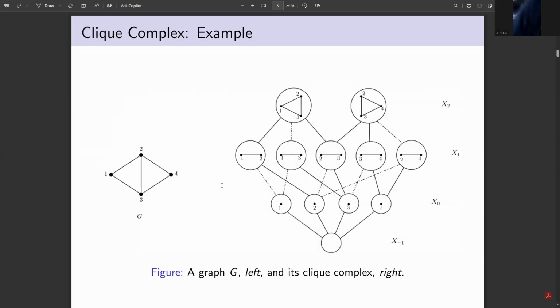Here's an example. This is the graph I have on the left side. It's a graph on 4 vertices and 5 edges, and basically, it has 2 triangles. And we can list the various simplices in that graph on the right-hand side. So basically, we have the empty set, 4 singletons for 4 vertices, 5 pairs for the 5 edges, and 2 triangles. And those lines basically show inclusion.